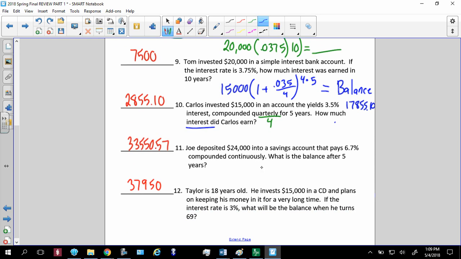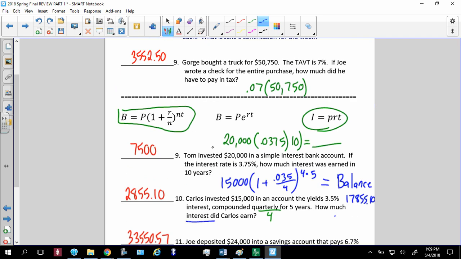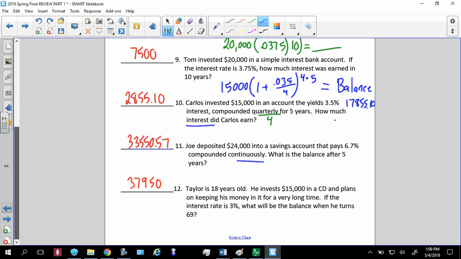Joe deposited $24,000 in a savings account that pays 6.7%, compounded continuously. Continuously is this formula here. So what is the balance? We have 24,000 times e to the power of 0.067 times 5. Get your answer. That will be your balance, and that's what the question is asking you.